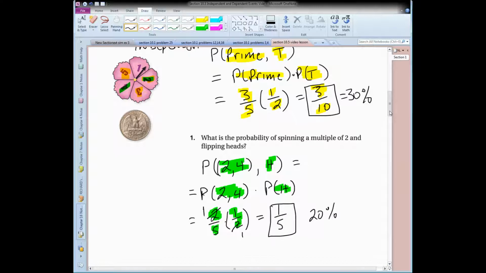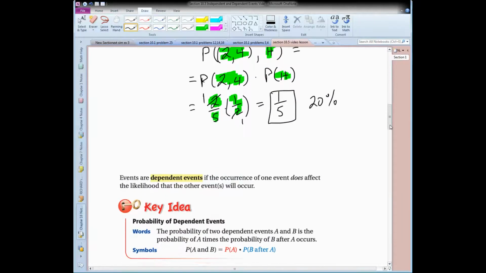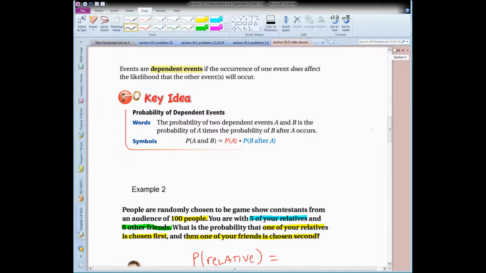Independent events can take place and they don't affect the other events. All right, dependent events, that's different. Events are dependent if the occurrence of one event does affect the likelihood that the other event or events will occur. And that effect on the likelihood could be very small, but it will affect it.